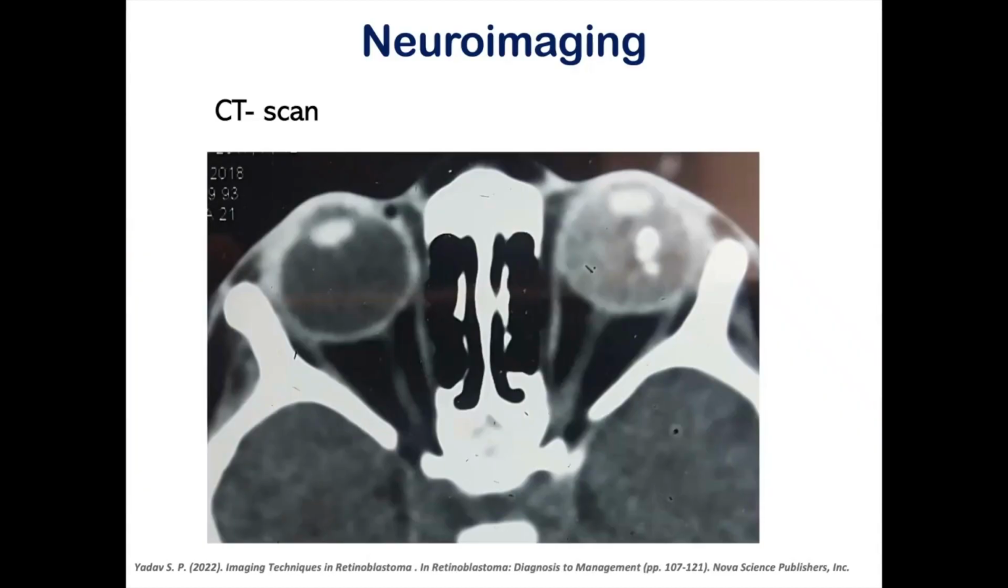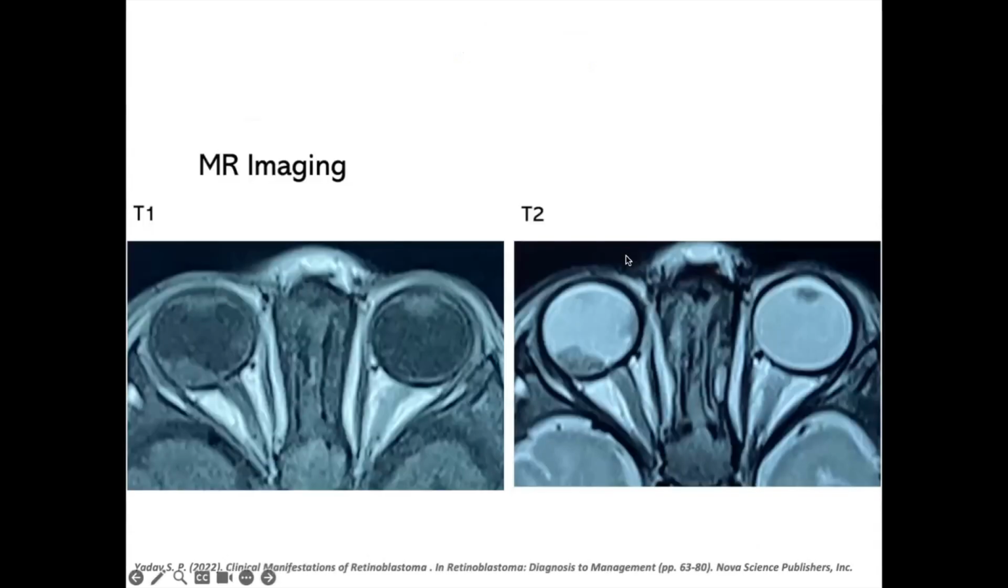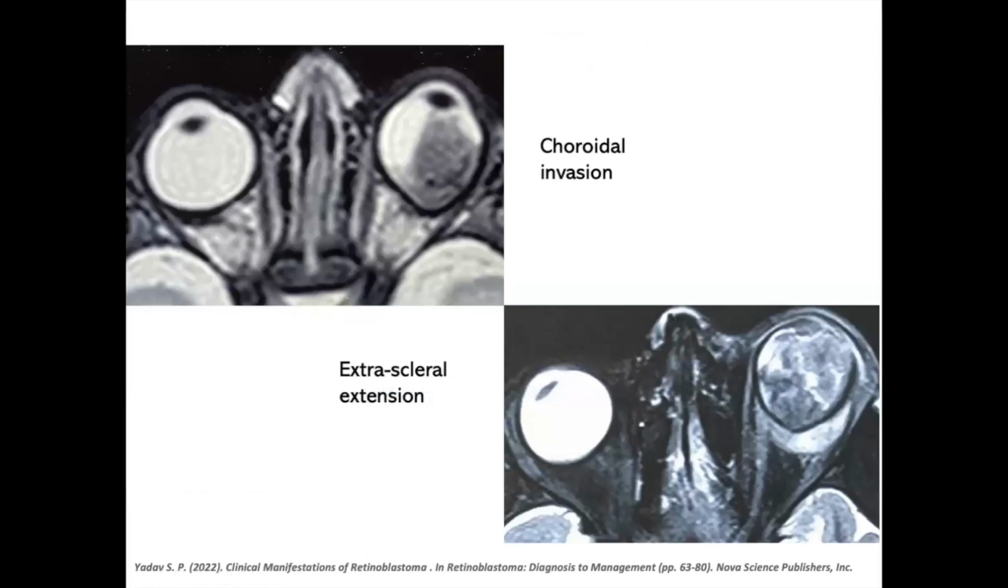On CT scan, the intratumoral calcification is seen as a hyperdense shadow. On T1 weighted MR images, the tumor is seen as hyperintense, while hypointense on T2 weighted image. Abnormalities in the posterior scleral contour denote choroidal invasion, while extrascleral extension like this can be seen, frankly, on MR images.